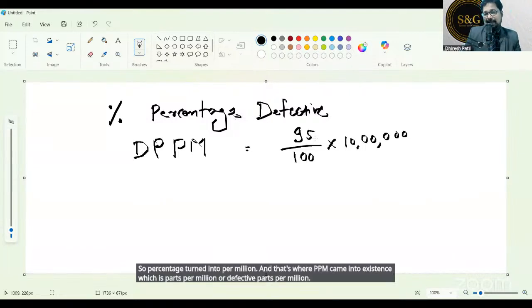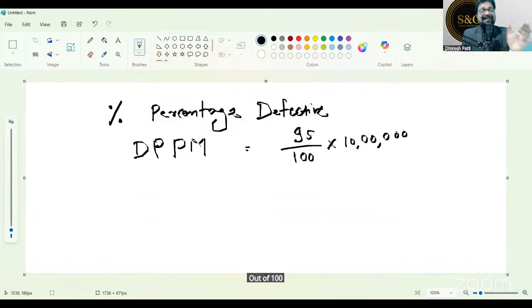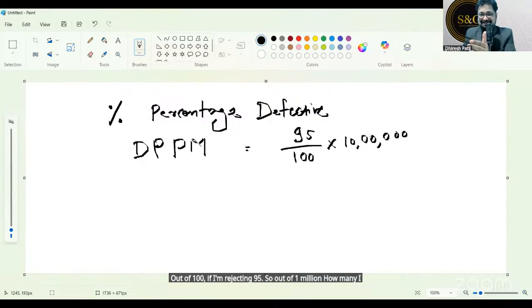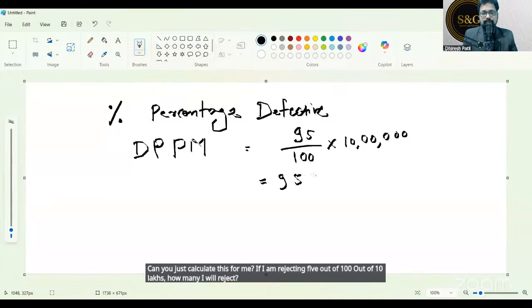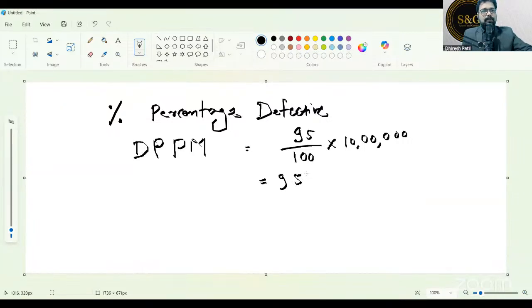That's what I'm explaining. Out of 100, if I'm rejecting 95, out of 1 million, how many will I reject? What will be the answer? Which will be 9,50,000, is it? Can you just calculate this for me? If I am rejecting 5 out of 100, out of 10 lakhs, how many will I reject? Everybody? 9.5 lakhs? Exactly. So 9,50,000.